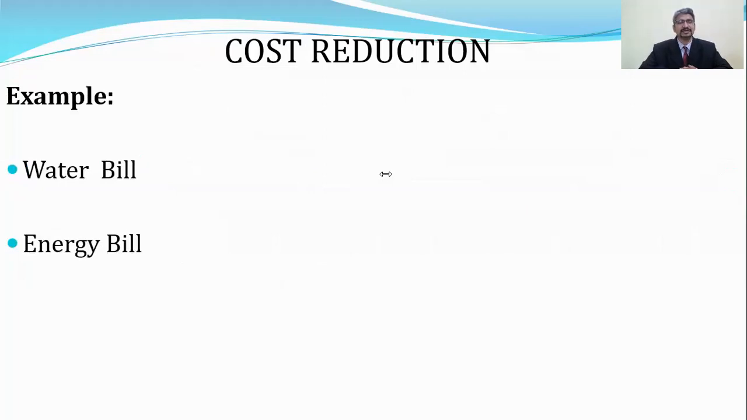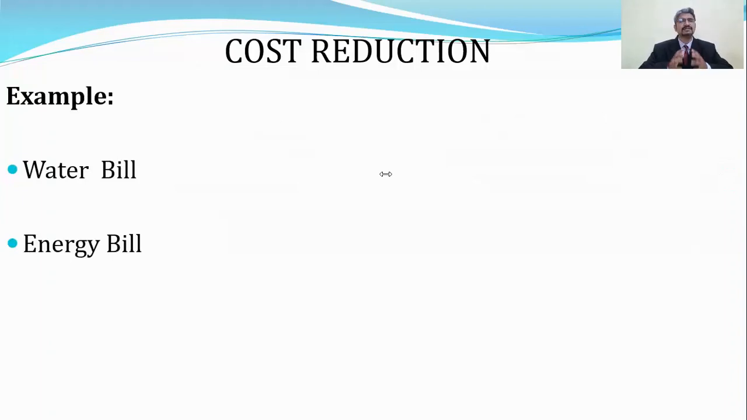Cost reduction examples are the water bill and energy bill. These accounts usually have quite significant values, so lowering their values is considered one of the best business cost reduction strategies. We can reduce a water bill or energy bill by minimizing the actual utilization of resources. Whenever there is no requirement of energy, we should stop it.